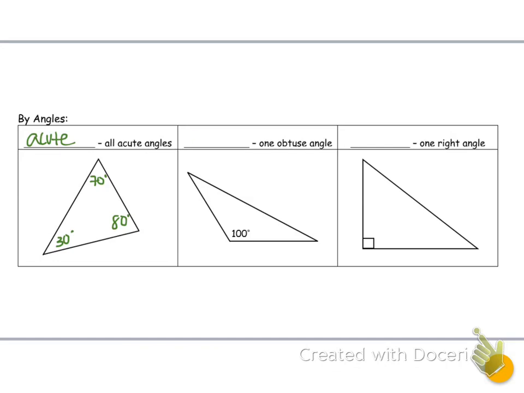An obtuse angle, we're going to call an obtuse triangle. So it'll have one angle that's bigger than 90 degrees and smaller than 180. And my last one, one right angle, so it's going to have that box in there to show that it's a 90 degrees, and we're going to call it a right triangle.